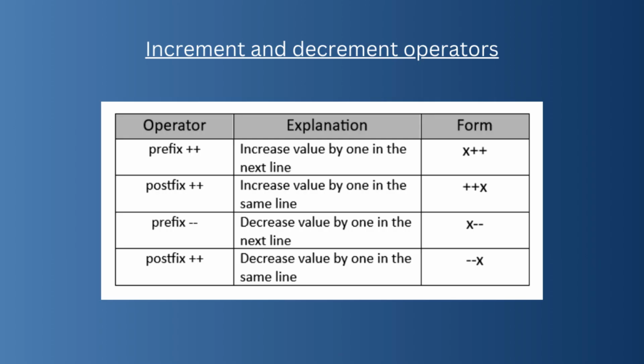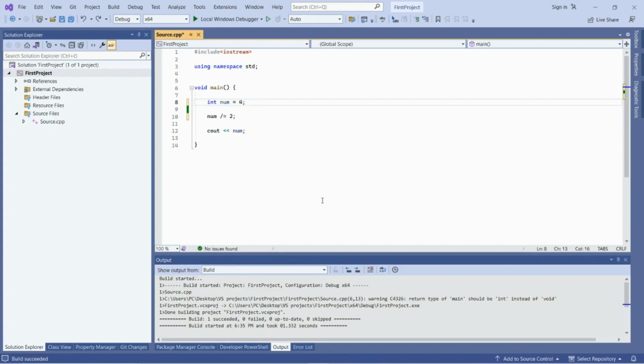There are also increment and decrement operators in C++. They increment or decrement the value by 1, but it is different when you use them as prefix and postfix. When you use them as prefix, the value is changed in the same line, and when you use them as postfix, it changes the value in the next line. Let's try this in code.